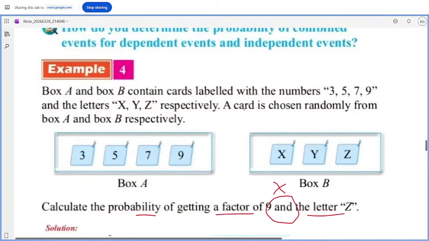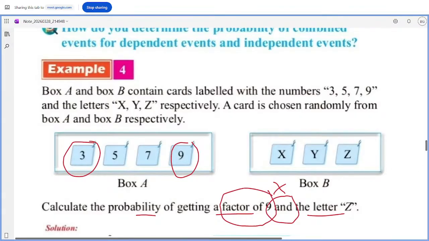Okay, so they say they're going to choose one card from box A and box B, and you want to get, okay, factor of 9. Can you guys list down what are the factors of 9 from box A? They usually like to test all these things, factor, multiple, odd number, even number, you guys must know. This is your basic from lower form. Yes. Okay, factor of 9, very good. Your basic still strong is 3 and 9. Okay. Yes.